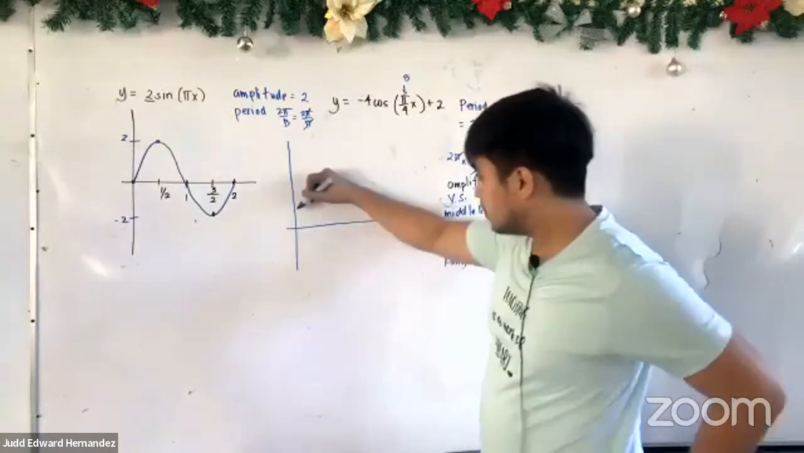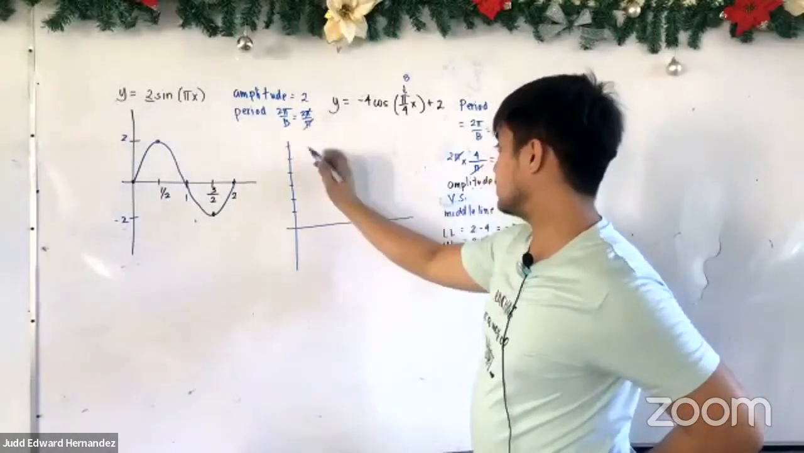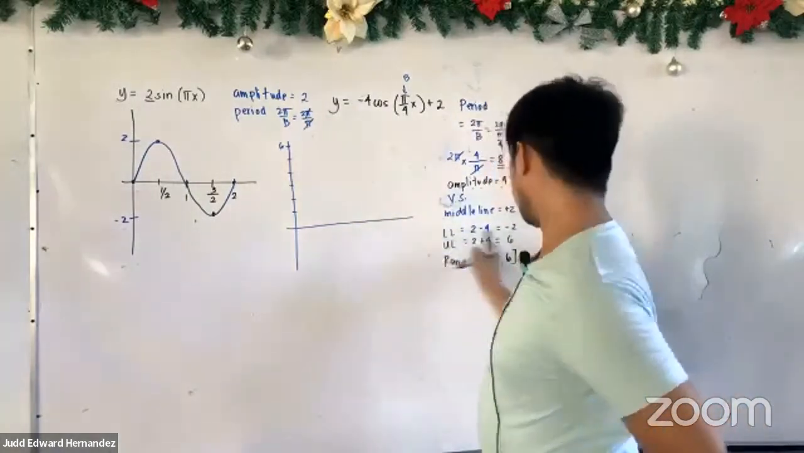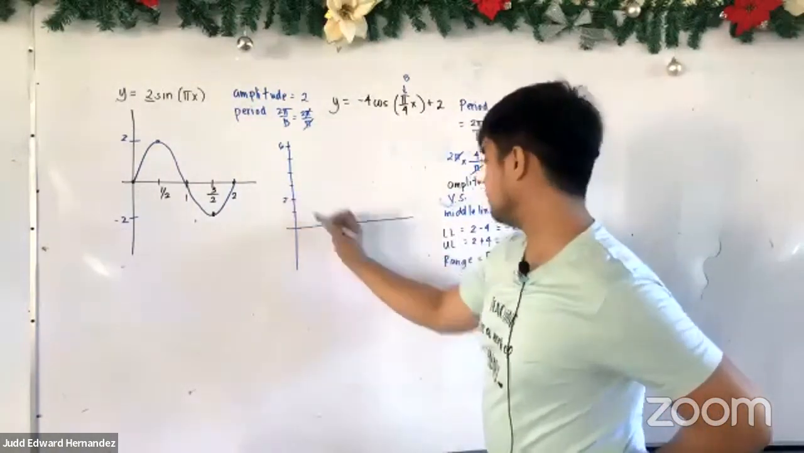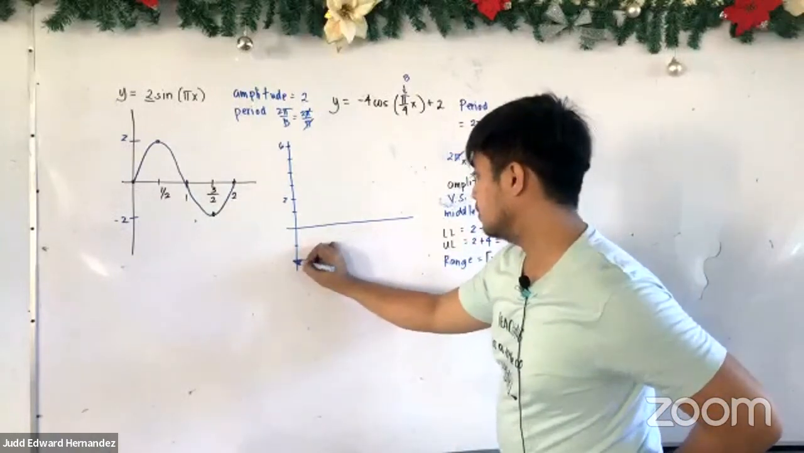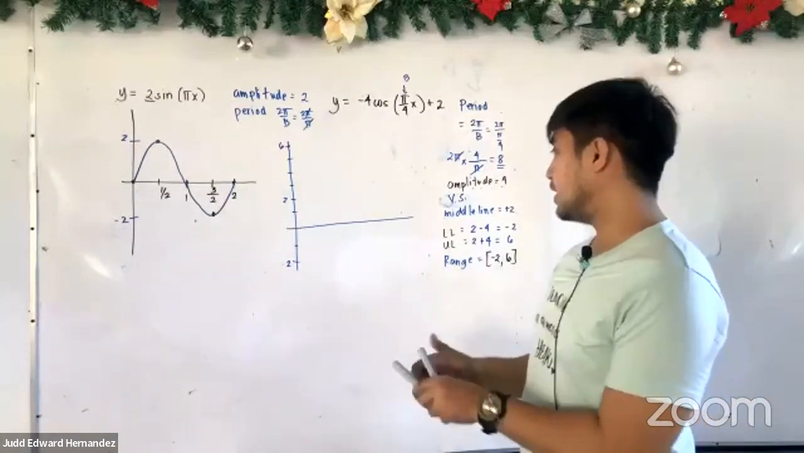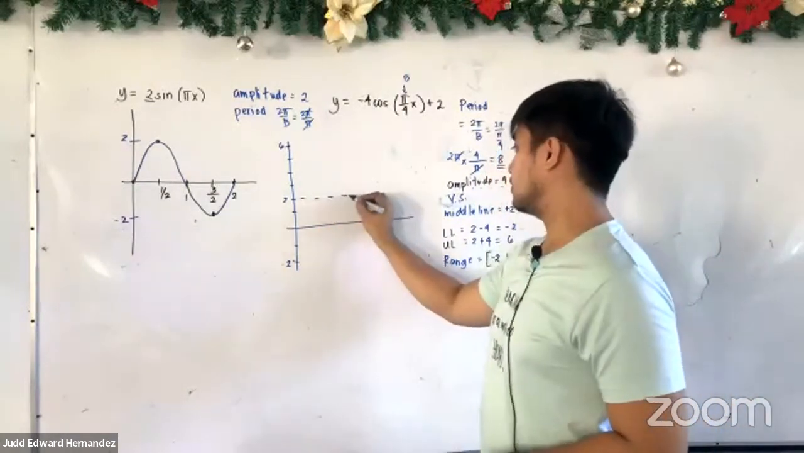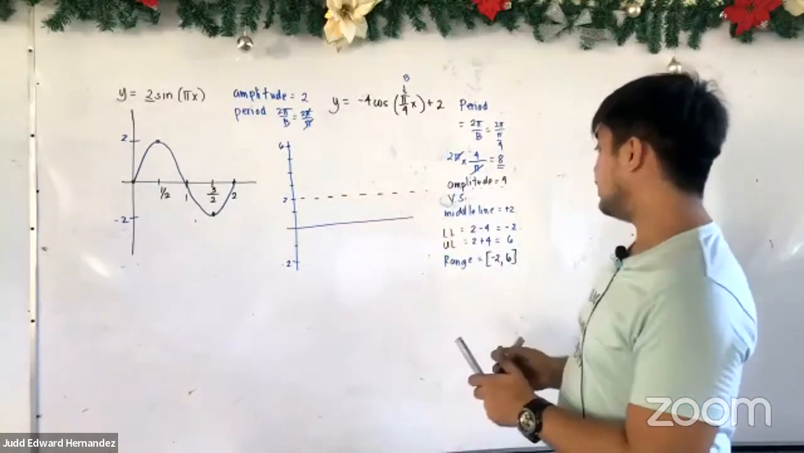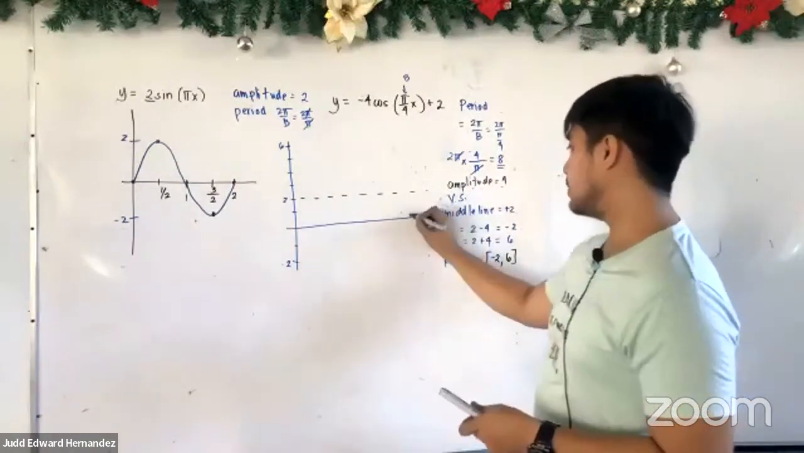Okay. 1, 2, 3, 4, 5, 6. Middle line is positive 2. Lower limit is negative 2. Okay, so sa middle line, lagyan natin ang dash line. And then, kuhanin natin yung period niya, which is 8. Sabihin natin, this is 8.